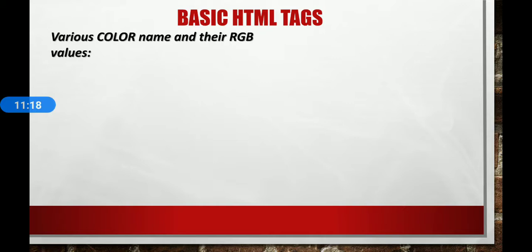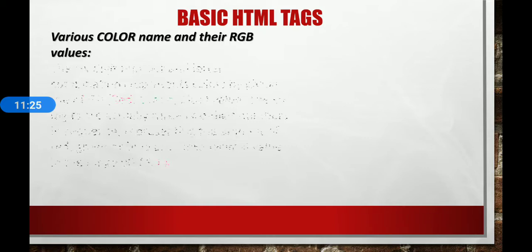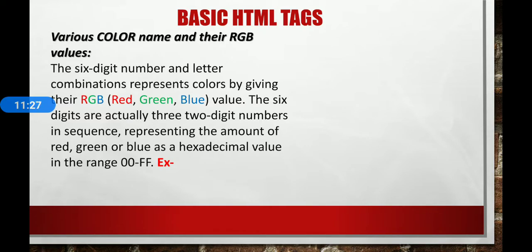So, various color names and their RGB values. A 6-digit number and letter combination represents a color by giving its RGB, meaning the red, green, blue values. The 6 digits are actually three 2-digit numbers in sequence, representing the amount of red, green, or blue as a hexadecimal value in the range from 00 to FF.